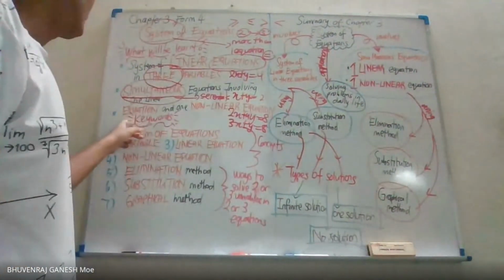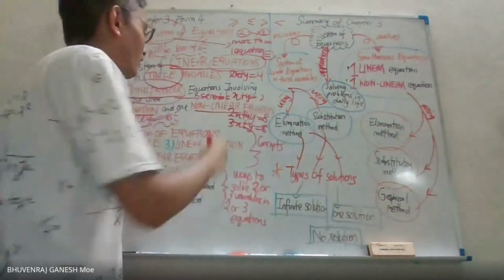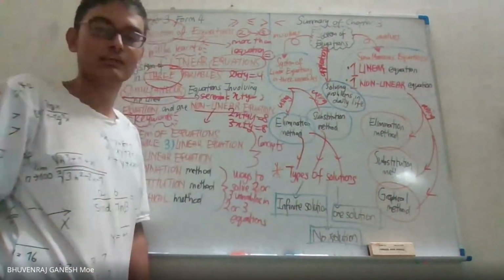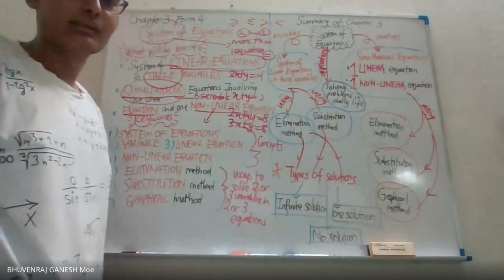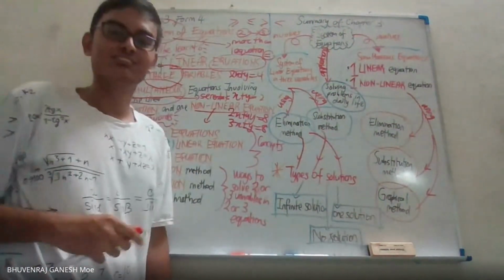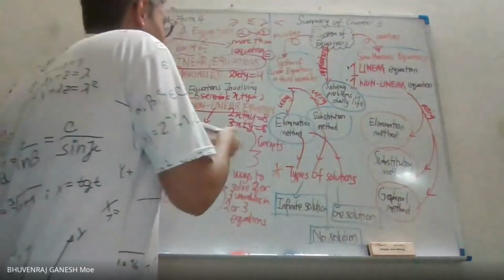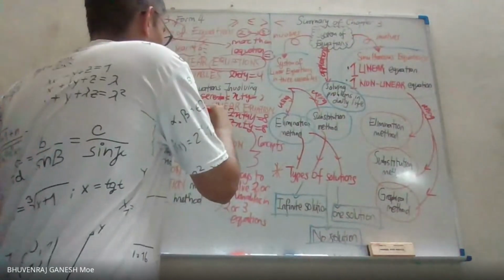And then the next concept is non-linear equations. So for a non-linear equation, can any of you give an example, like the same type of equation? Easy lah, 2x squared plus y equals 4. Huh? 2x squared plus y equals 4. Yeah, very good. So others?